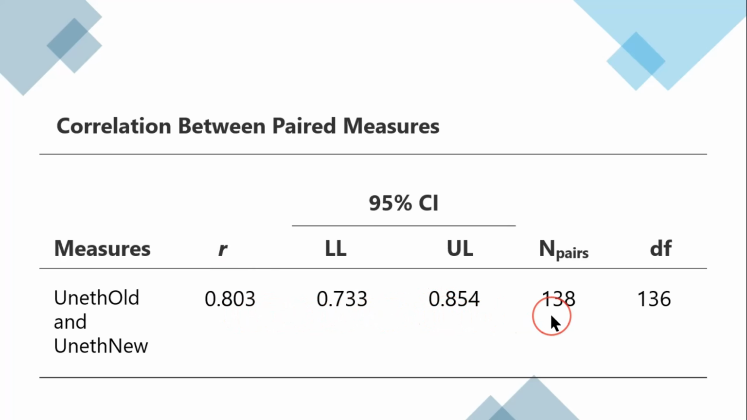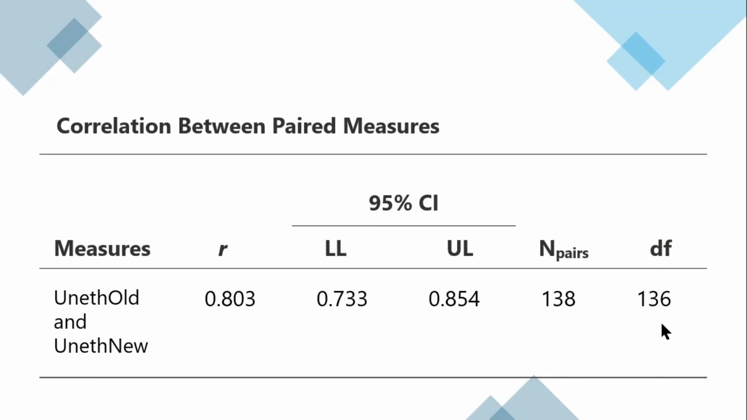We also see the number of people in the study, and this is shown as n pairs, because remember, it's a paired design. So there's 138 people with a pre-post assessment. And then the degrees of freedom in order to get the correlation and its confidence interval is going to be n pairs minus 2. 138 minus 2 is 136.